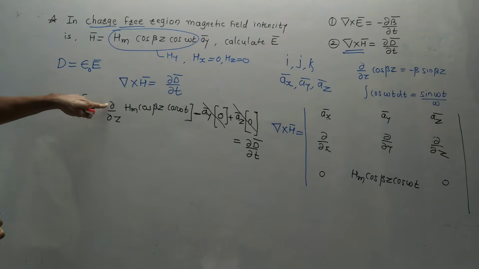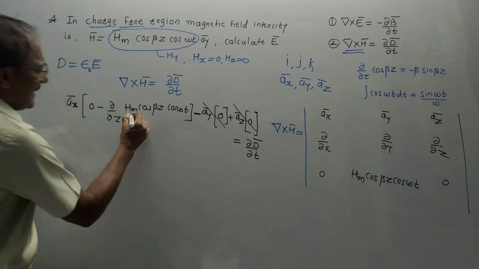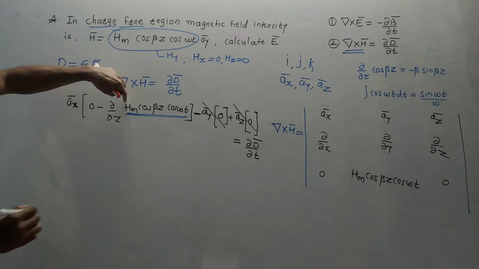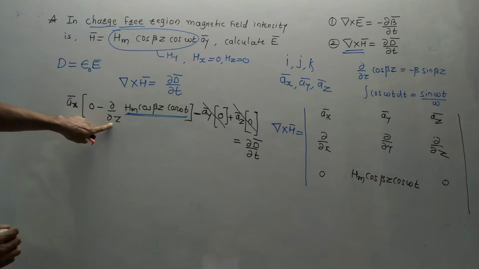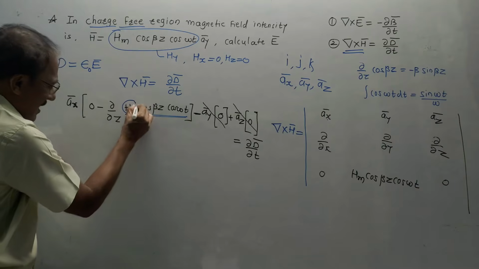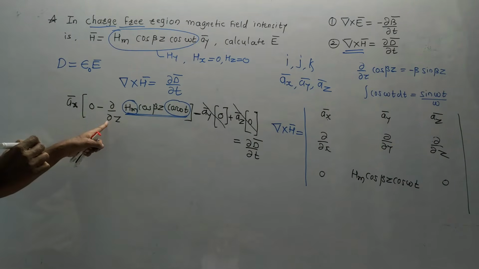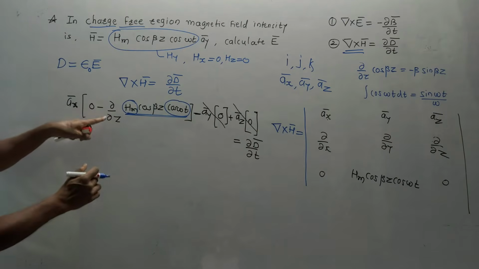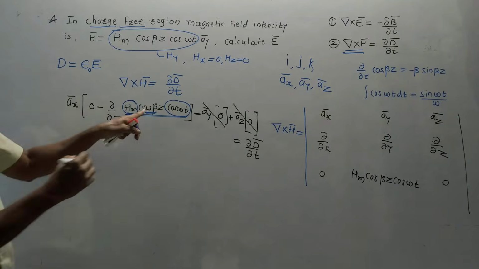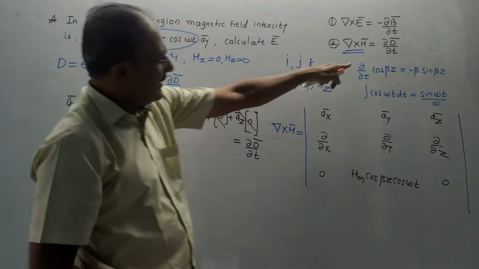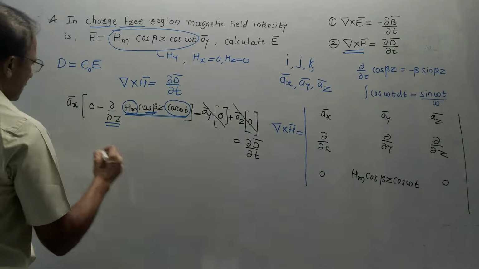You just have to calculate the derivative of hm cos beta z into cos omega t. As I mentioned, hm is the constant. We are taking derivative with respect to z. So again, hm and cos omega t are constant as far as derivative is concerned. That means I can take it outside. Now you need to take derivative of only this term, cos beta z. I have written the formula. Derivative of cos beta z is minus beta sin beta z. So simply put the values.